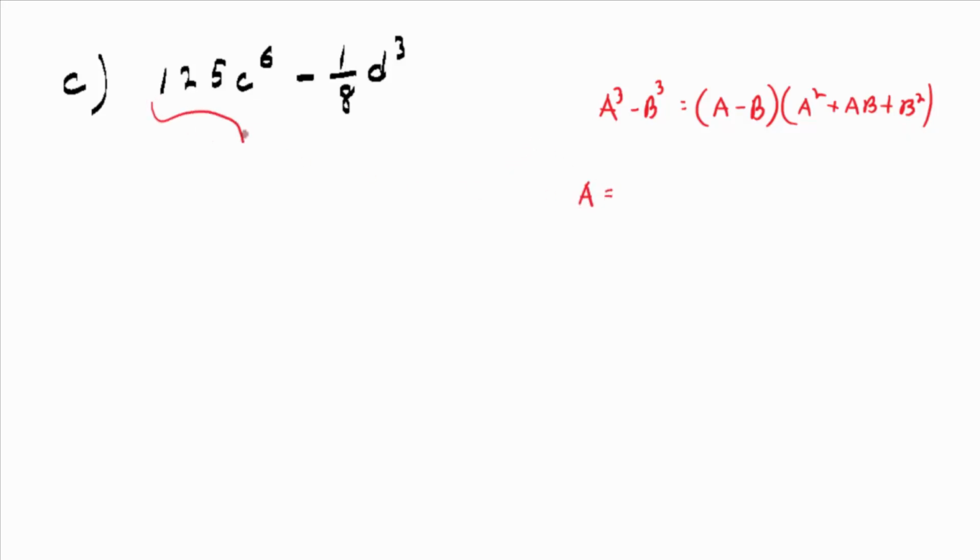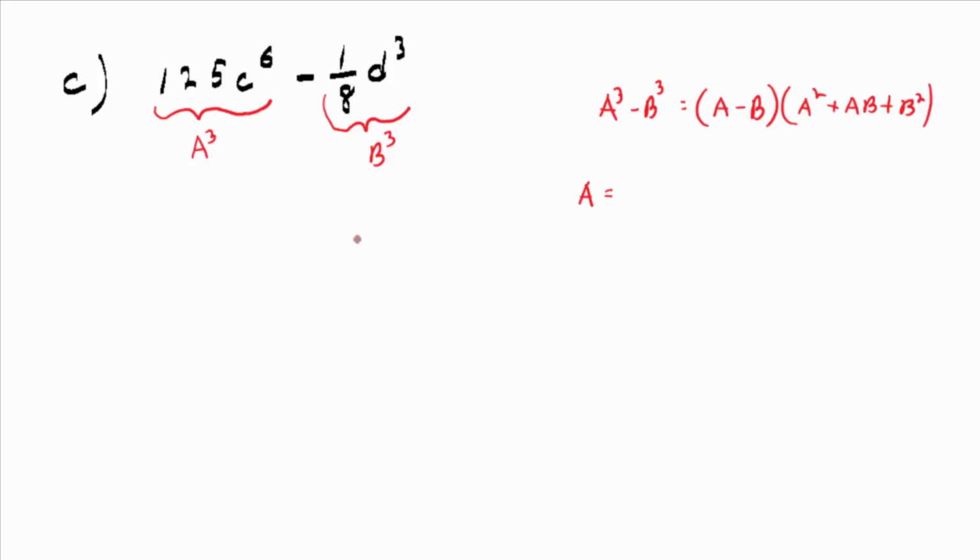125c to the 6. Oh, is it 125 though? So let me back off what I just did. Let's underline this guy. So this guy has got to be a cubed. Hopefully everybody realizes that. 125c to the 6 has got to be a cubed. And then b cubed, don't include the minus. The minus is built into the formula. b cubed is 1/8 d cubed. Just make sure you can see that, right?